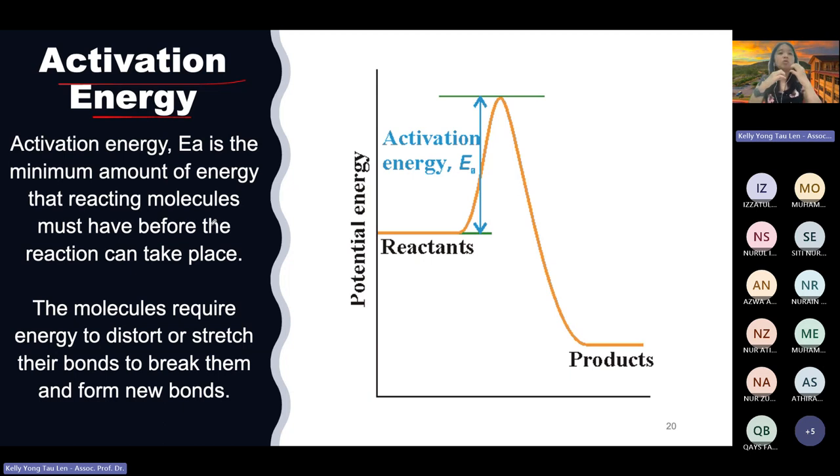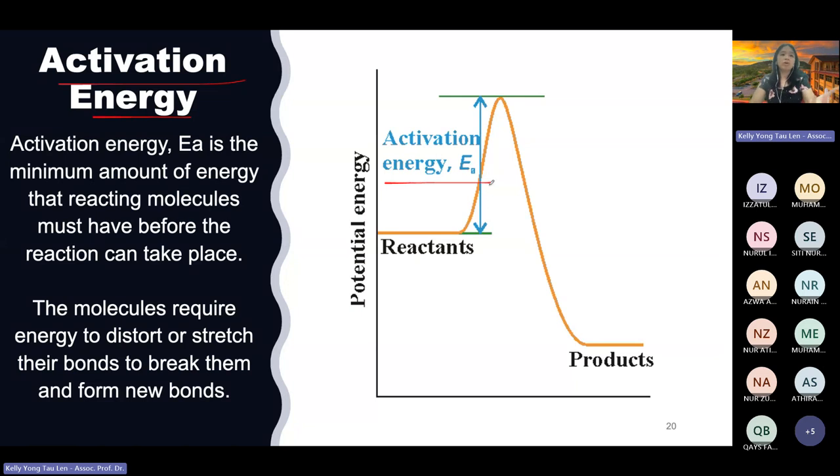For a reaction to occur, katakanlah you have reactant A with reactant B. For A and B to react to produce C, reactant A and B too must have enough energy in them before the reaction can take place. If they don't have that enough energy, the reaction can never take place. And that minimum amount of energy is what we call activation energy, EA.